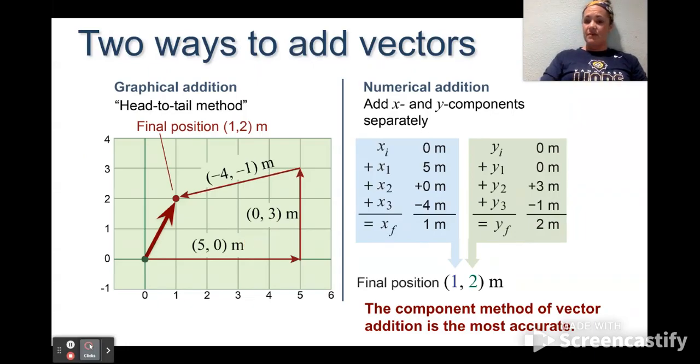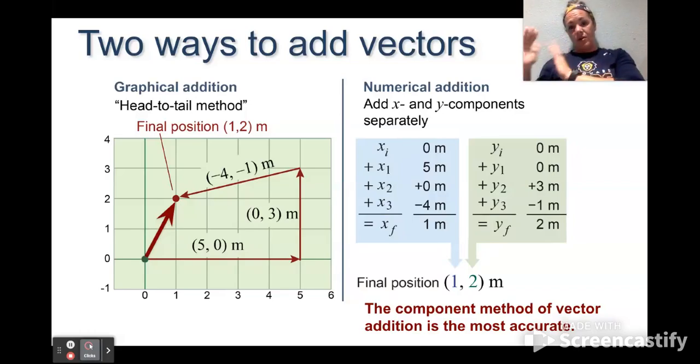So there are two ways to add vectors. We can do the graphical addition, and I kind of showed you this, where you use arrows, and you go head to tail, you draw out the arrows. You got 5 on the x, 0, 3 on the second vector, and then -4, -1, and it gives you your final position. And you can actually draw this vector and determine the position. So it's a very hands-on mathematical approach to solving that.